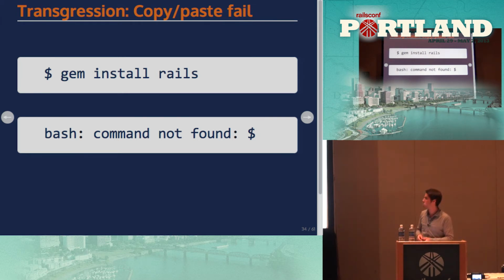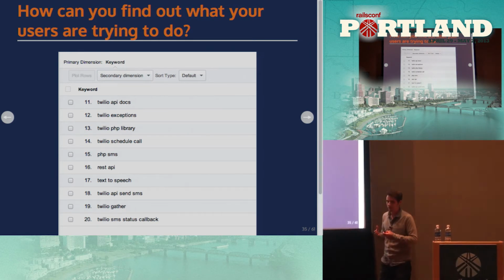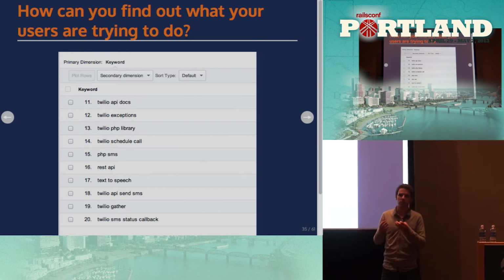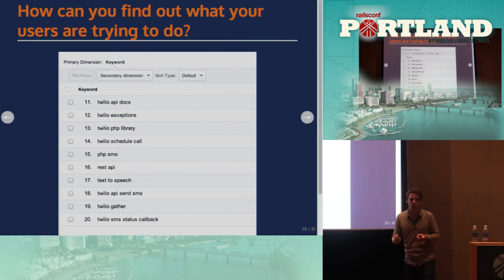Right. So yeah, anyway, just something to think about when you're writing documentation is that I've seen this problem happen more or less every week at Twilio. So how can you find out what your users are trying to do? How can you find out what phrases they're thinking of, what their mental model is? The short answer is they're going to tell you, right?